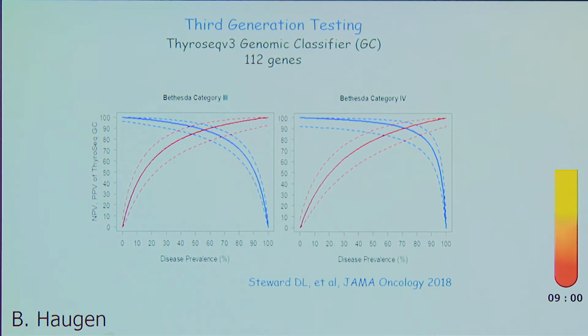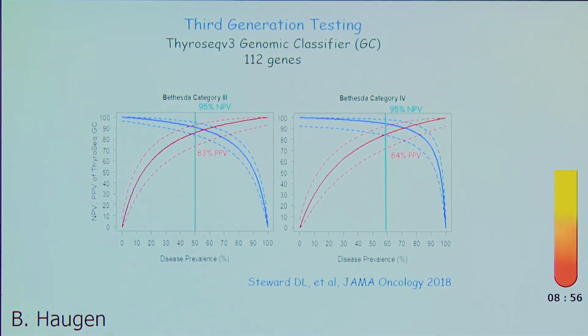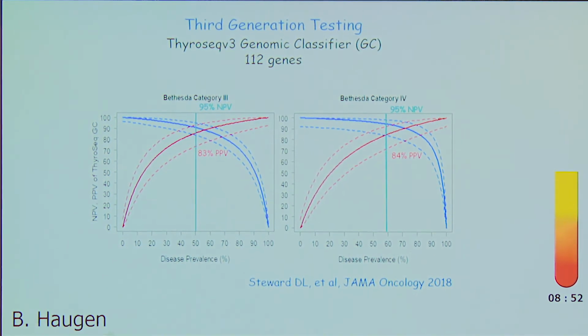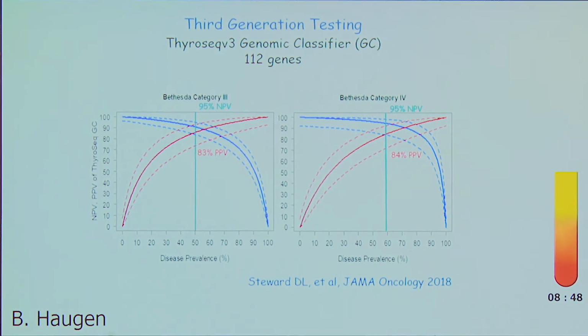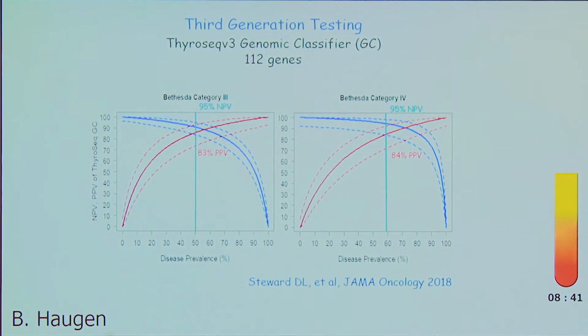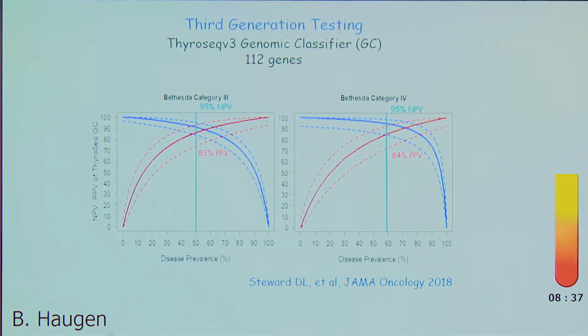So I'll show a few different lines here. One line is where the farthest out we can go, the highest risk of malignancy, disease prevalence, and still maintain a 95% negative predictive value that would be considered a reasonable rule-out test. And you can see both in Bethesda 3 and Bethesda 4, with that 95% negative predictive value, there's a very high positive predictive value.